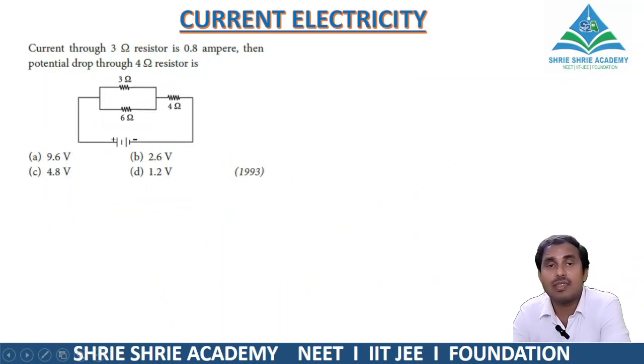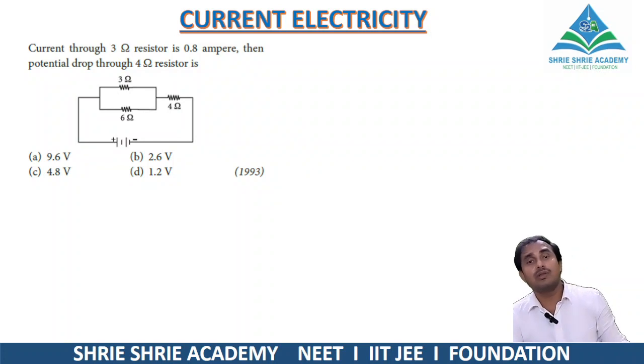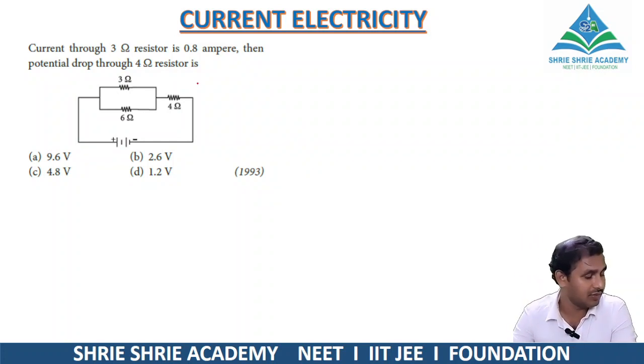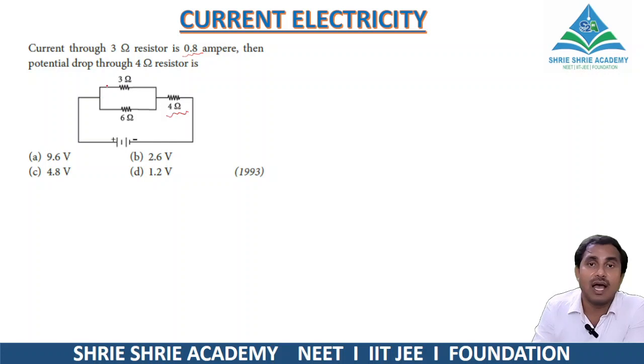Now current through the 3 ohm resistor is given to you. Current through the 3 ohm resistor is given as 0.8 ampere, and then he is asking potential through the 4 ohm resistor. Same kind of, like, a little model of the previous question. Again you have been given here current, right? Current is given as how much? 0.8 ampere.